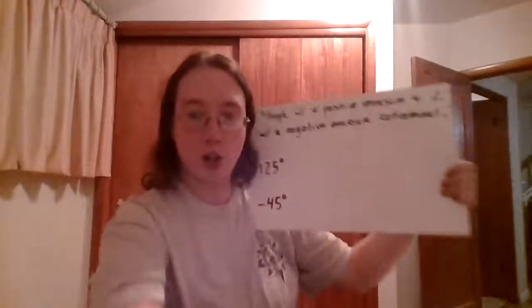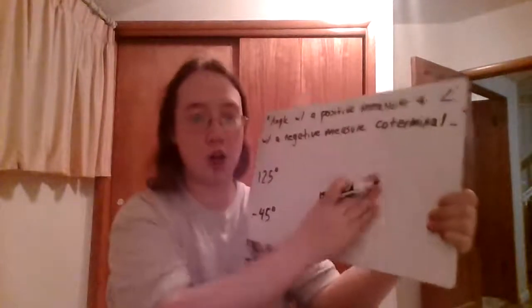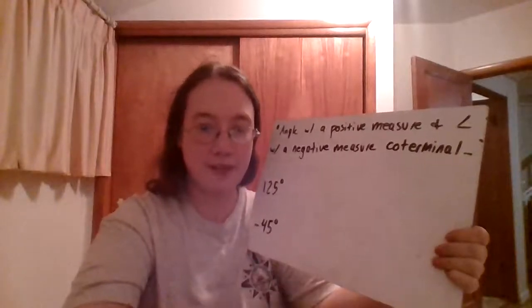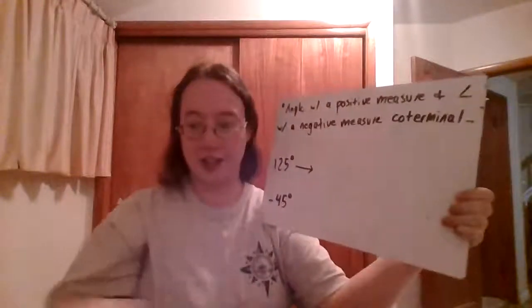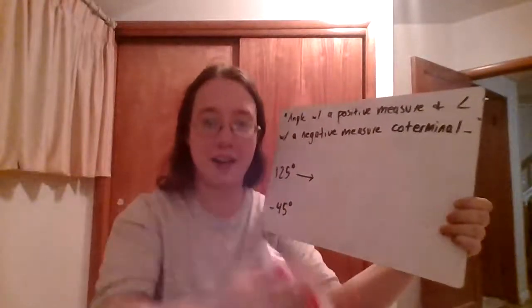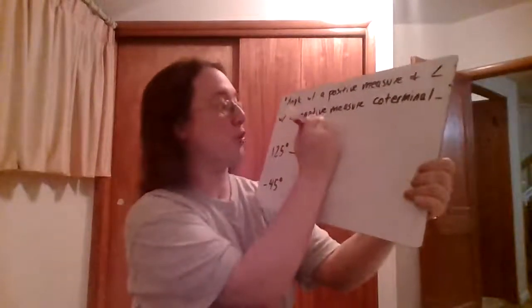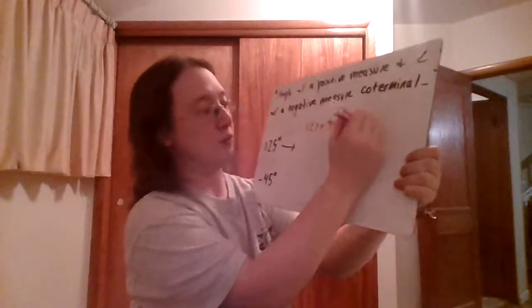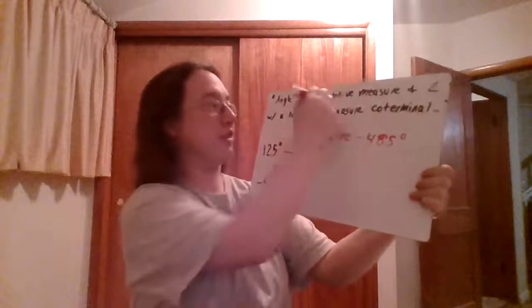And the phrase that you're going to see within the book is we want an angle with a positive measure and an angle with a negative measure that are coterminal, which is just a fancy way of saying we want a positive angle and a negative angle that are in the same spot as this. So if I've got 125 and I want another positive angle in the same spot, I'm just going to add 360. So 125 plus 360 gives me 485 degrees, and that's another angle in the same spot, and that takes care of the positive one.